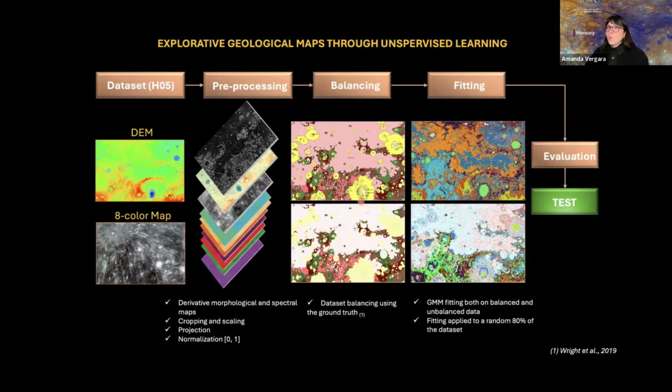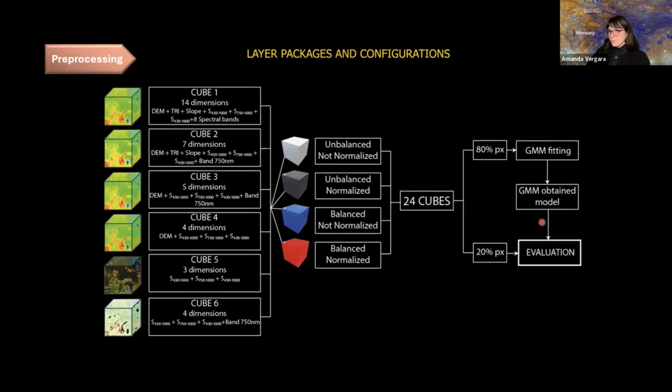This is the workflow that I use for the creation of these automatic maps. Starting from the data set, I use the DEM as a morphological base and the color map as the spectral information. Then I created a set of different derivative maps, for instance the ruggedness and the slope, and I created different spectral slopes for the spectral information. Then I did a balancing of the data set, which I am going to talk about in the next slides. And then I proceeded with the fitting using a Gaussian mixture model. Then we went on to the evaluation and the test of the model.